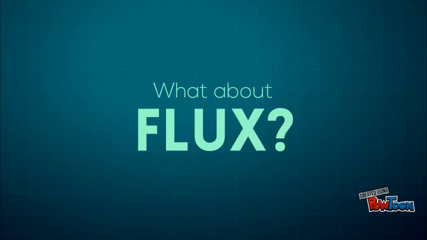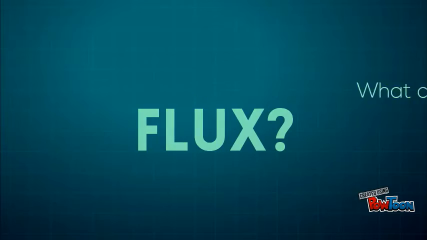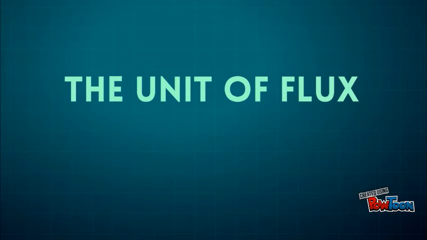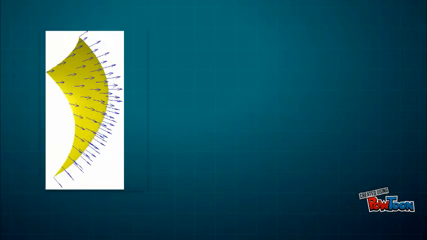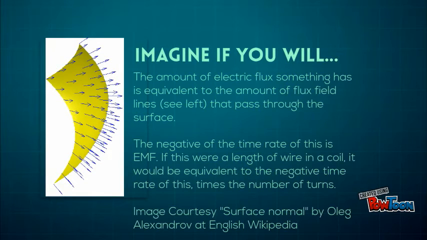So flux, the way we understand it, is the number of field lines, electric field lines, passing through the surface of a material. In this case, our coils.